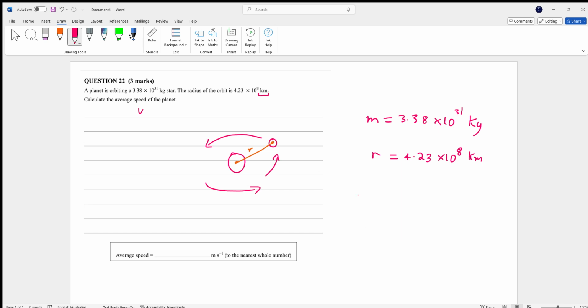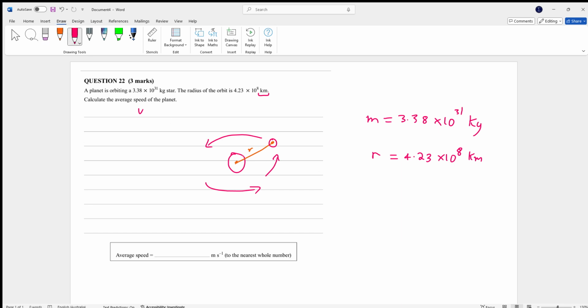Now what we've also got to realize is the two things that we'll have in common in this question. Well, for starters, we've got two bodies. We've got this mass and this mass here, but we're only given the mass of the star. We don't need the mass of the thing orbiting it because we can cancel it out.